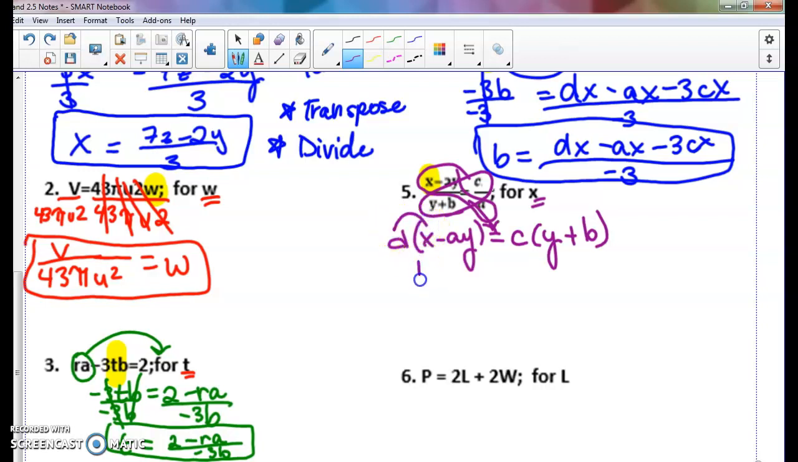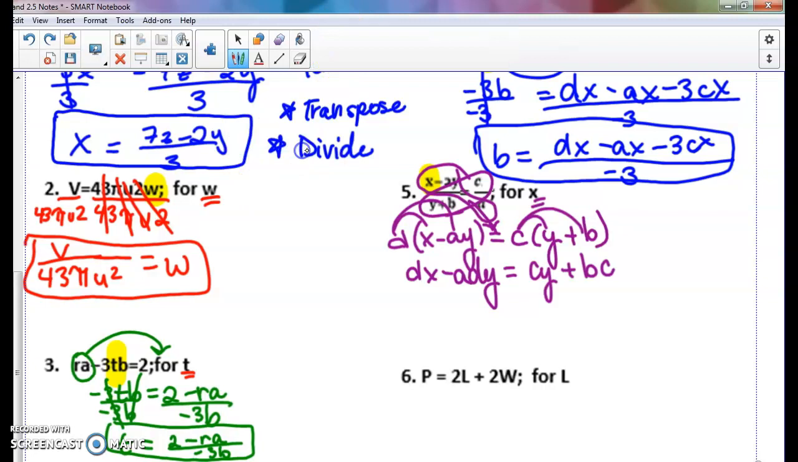So d times x is dx. D times ay is a minus ady. Remember, we always like to keep those variables in alphabetical order. C times y is cy. And then c times b is cb, or bc, I'm sorry. There you go. Now, we're still asked to solve for x.